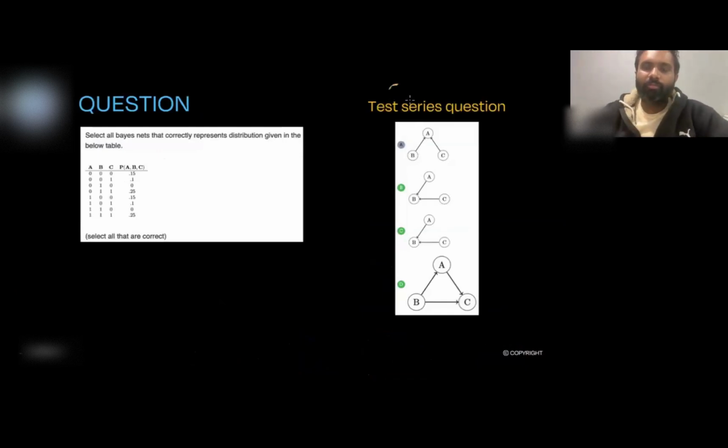Okay, so please see, how is the Bayes net defined? There are variables, and we want to represent the joint probability distribution. Here the joint probability distribution is given in the question. Now it is asking which of the options correctly represents this joint probability distribution, or from which Bayes net I can represent this joint probability distribution.